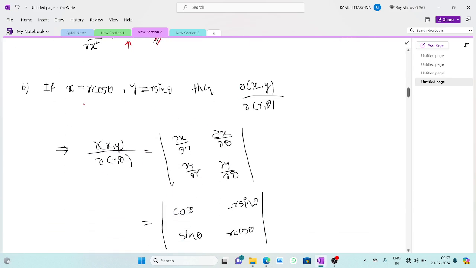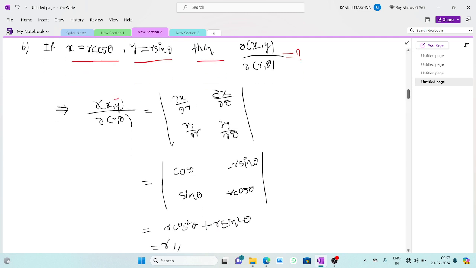So he already provided that x is equal to r cos theta and y is equal to r sin theta. Then we need to find the value of this one. This is the Jacobian equation. Whenever this type of function is there, we have to write it in matrix form, and we have to partially differentiate x once with respect to r and with respect to theta, and similarly for y we differentiate partially with respect to r and with respect to theta.